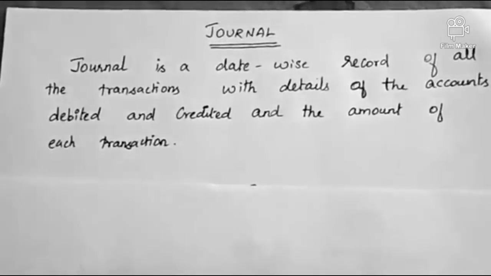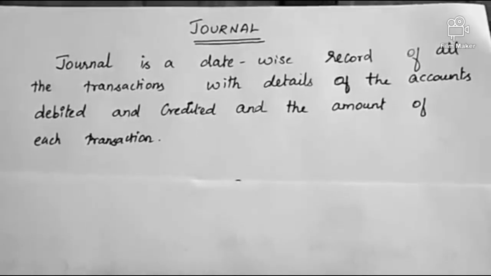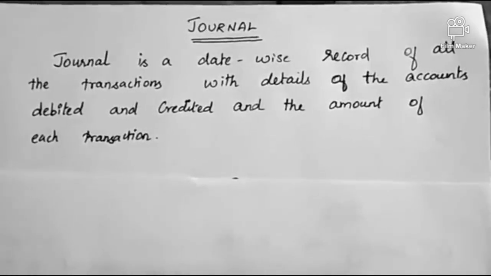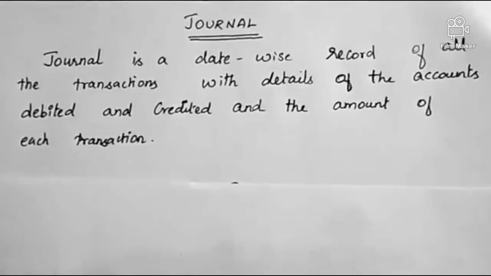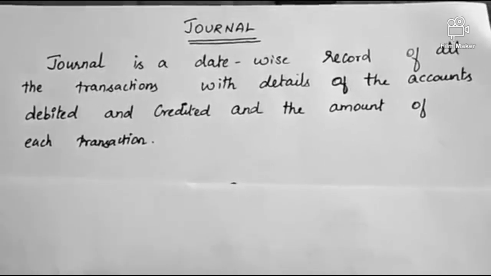Double entry system means in a journal you need to have two lines. The first line refers to debit and the second line refers to credit. In a journal, both debit and credit must be equal. This is called the double entry system.